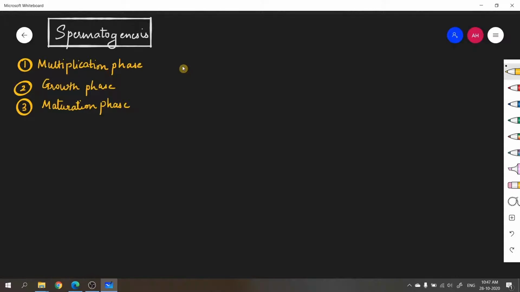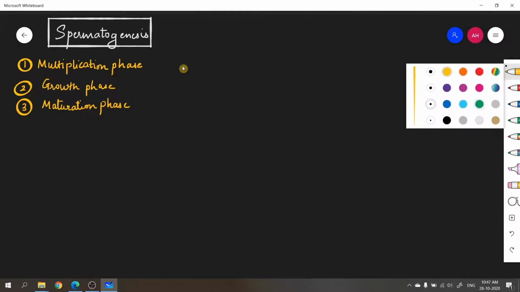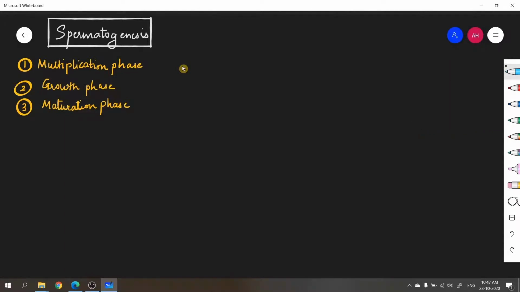So I'm going to show the diagram here, starting with the primordial germ cell. So let's assume that this is a primordial germ cell. I'm going to write that here, primordial cell, and this primordial cell is diploid, that is, it is 2n. It has two complete sets of chromosome. Now this primordial germ cell is basically the cell of seminiferous tubule, the cells that line the seminiferous tubule. Now this undergoes mitotic division or mitosis to produce large number of spermatogonia.